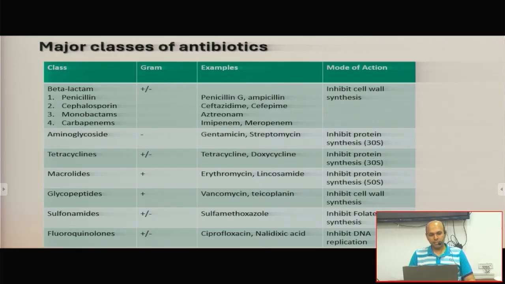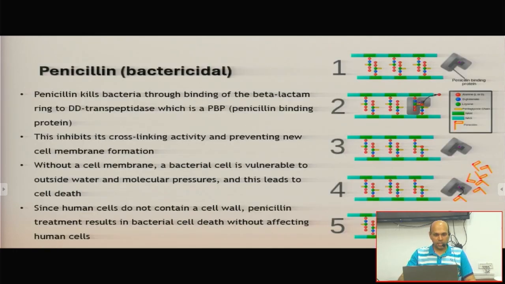And then lastly, fluoroquinolones that target gram positive as well as negative. Examples of that are gatifloxacin, ciprofloxacin, norfloxacin, levofloxacin. So many are there. Nalidixic acid is there. So the mode of action is inhibition of DNA replication.